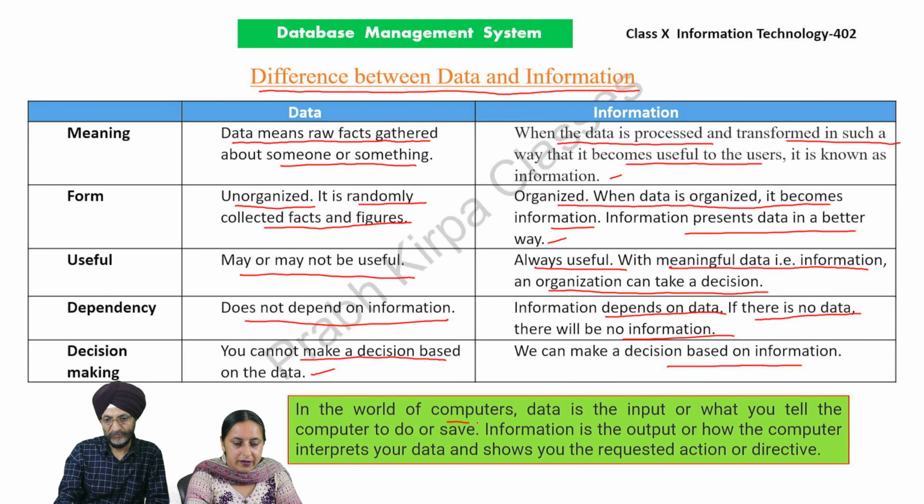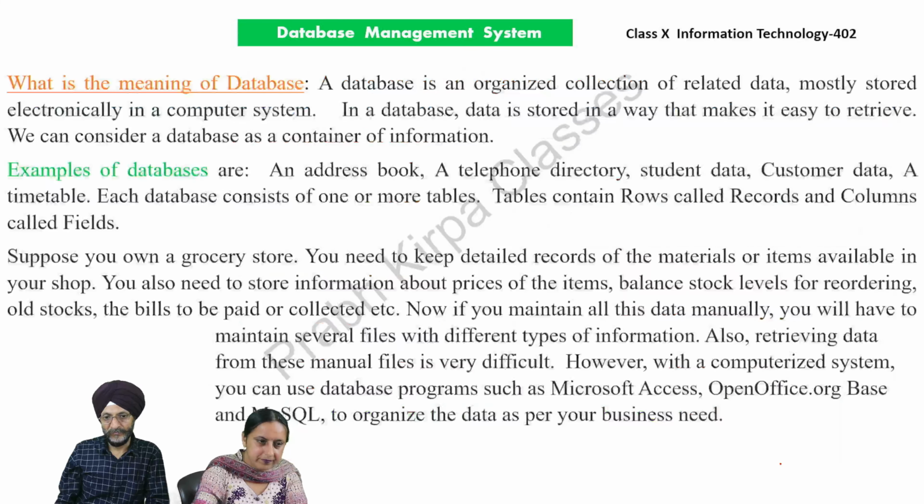In the world of computers, data is the input or what you tell the computer to do or say. Information is the output or how the computer interprets your data and shows you the requested action or directive.